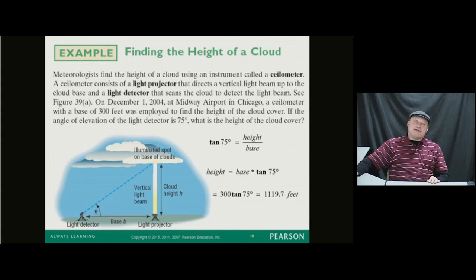And since tangent 75 degrees is not one of our special angles of 30, 45, or 60, I definitely have to use a calculator. And it gives you 1,119.7 feet rounded to the nearest tenth of a foot.